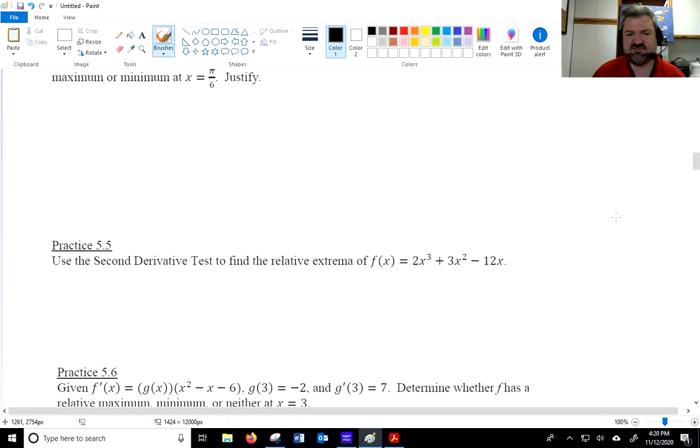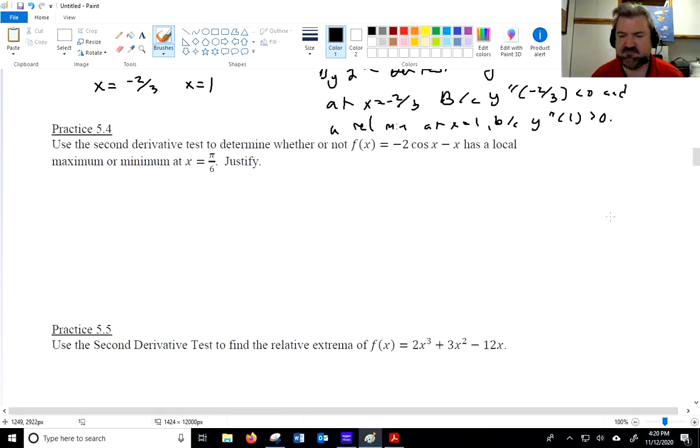All right, let's use the second derivative test to determine whether or not f of x equals negative 2 cosine of x minus x has a local maximum or minimum at x equals pi over 6. Pause the video and try it.